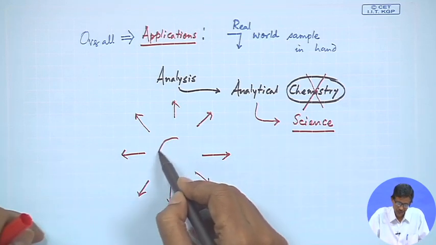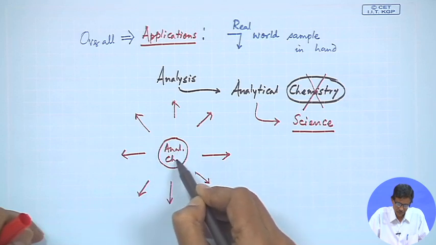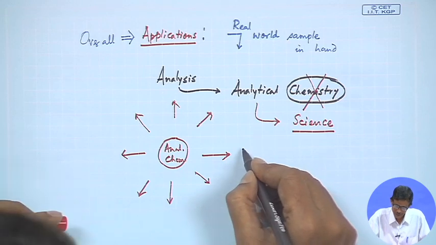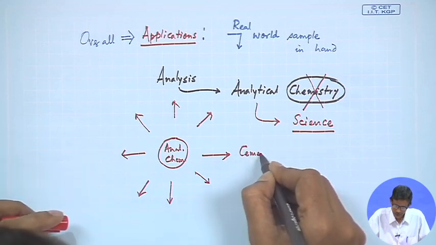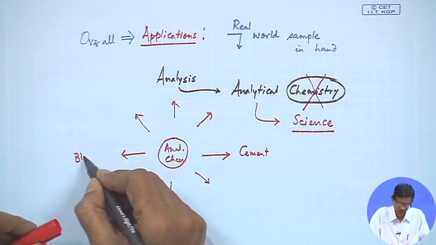So centrally you can have the corresponding analytical chemistry, but when you apply it to get some analysis, suppose you have a cement sample in one hand and in the other hand you have a blood sample.